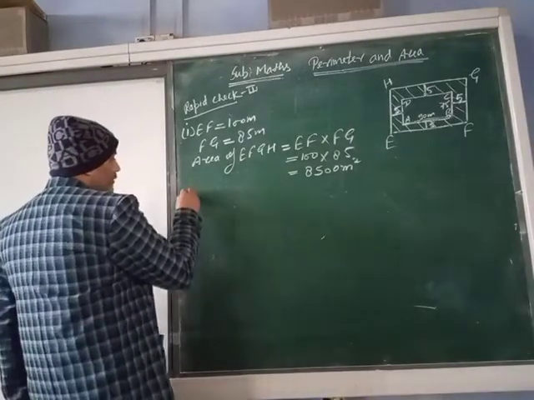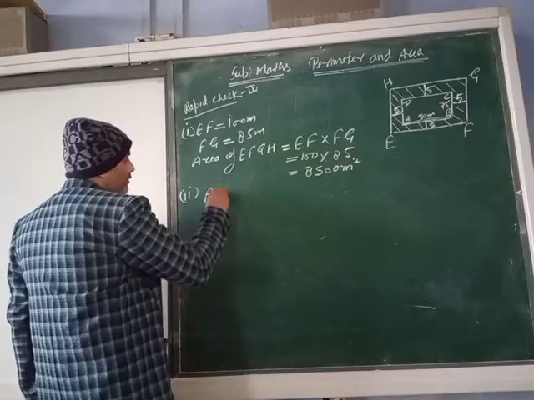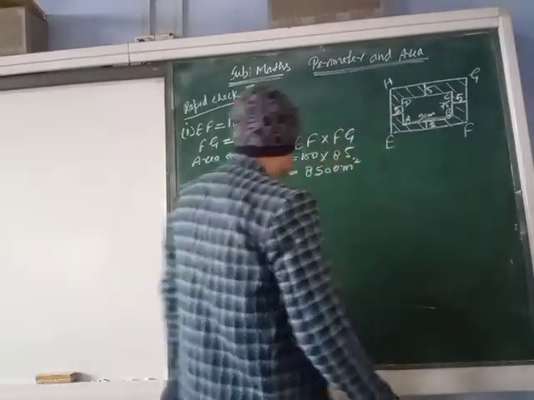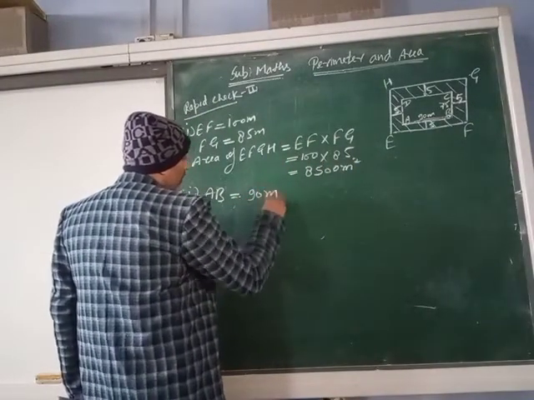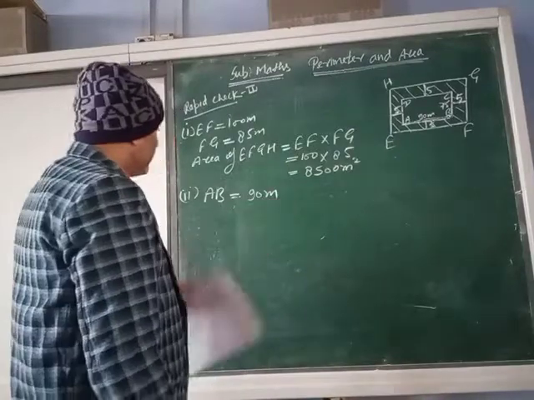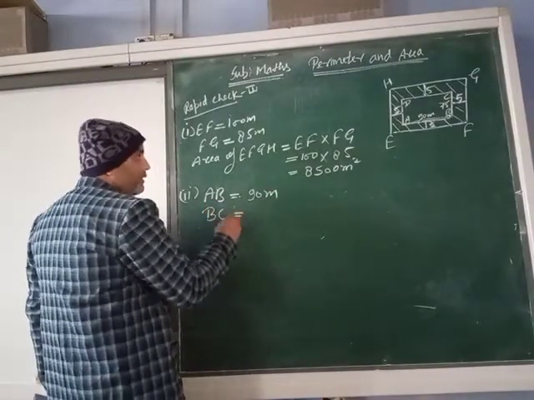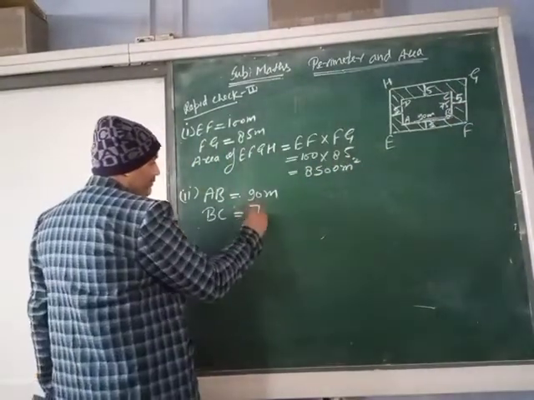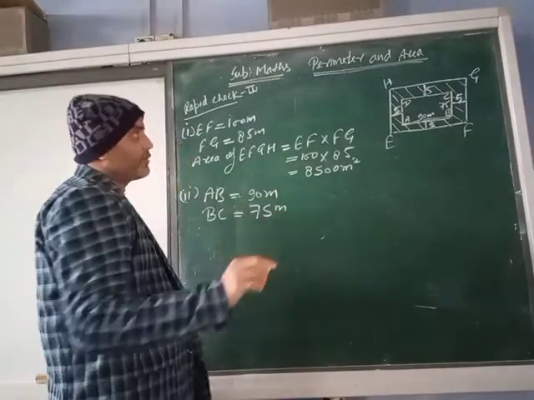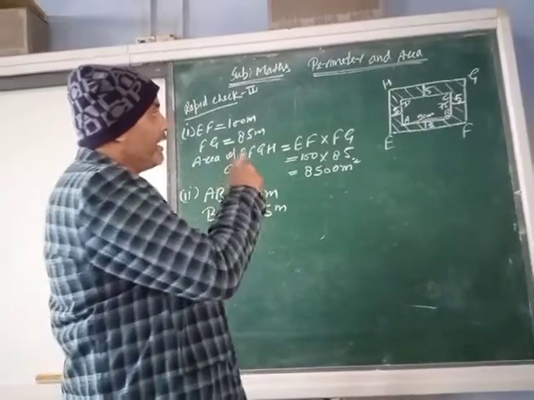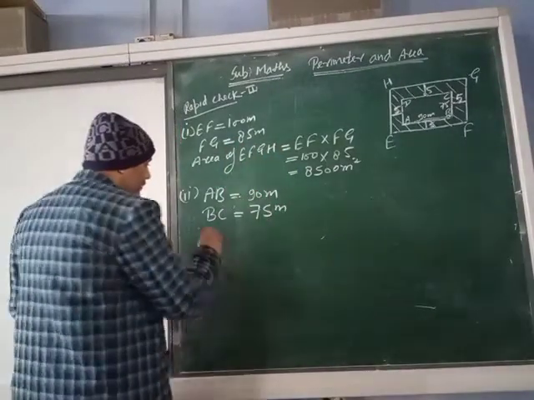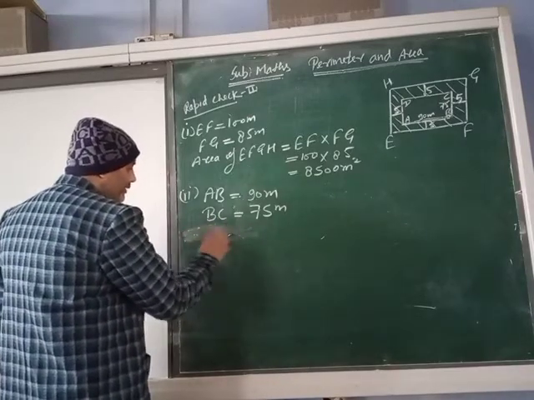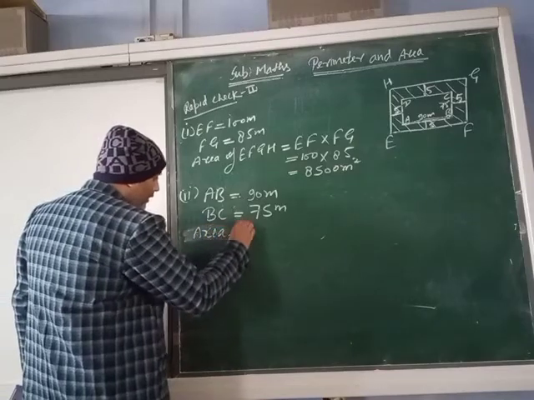Next, the second question is the length of AB. Now see, AB is given. This one is AB. So AB is simply 90 meter. Next, what is the length of BC? BC is given in the question, and that is 75 meter. Again, we also have to find the area of figure ABCD. Again, that is also a rectangle. So the area of figure ABCD.